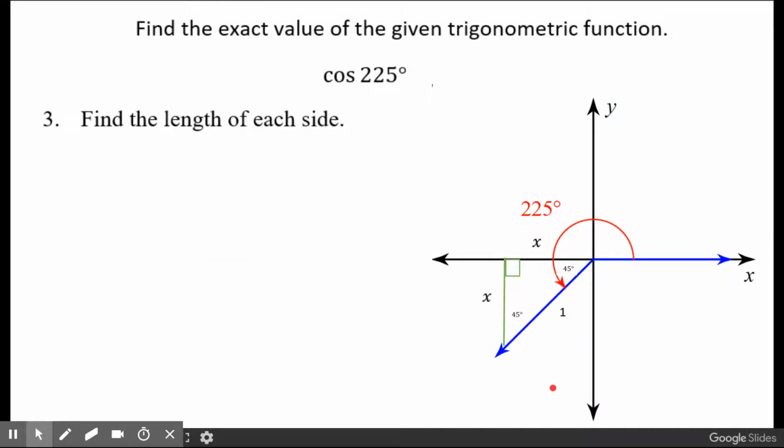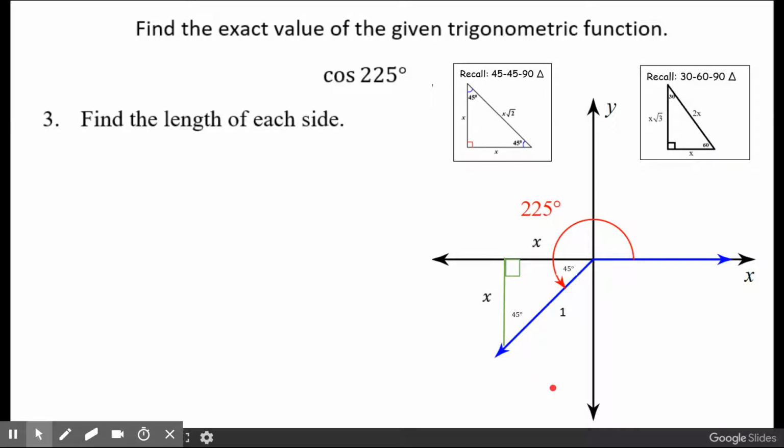Now we're going to find the length of each side. So you're either going to need to use 45, 45, 90 triangles or 30, 60, 90. And of course, as you can see here, we have a 45, 45, 90. So we're going to be using this special right triangle. Now keep in mind that on the unit circle, the hypotenuse is always 1. So we know that in a 45, 45, 90, the hypotenuse is x root 2. So we can set x root 2 equal to 1 and solve for x. And if you rationalize the denominator, you'll get root 2 over 2.